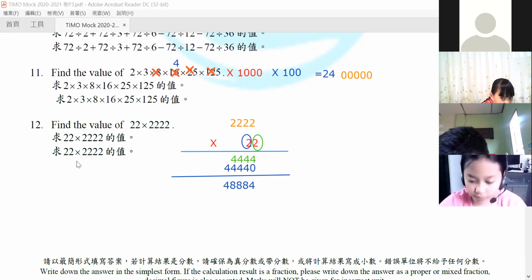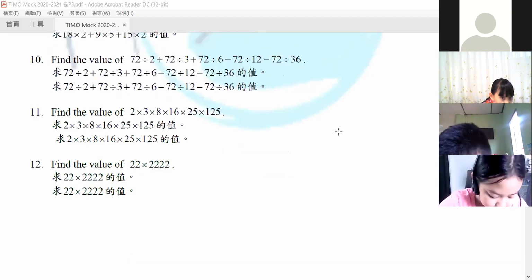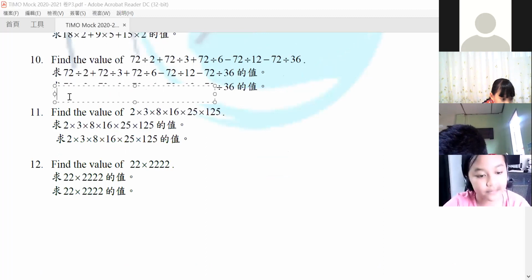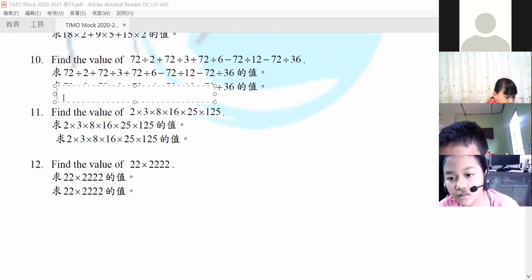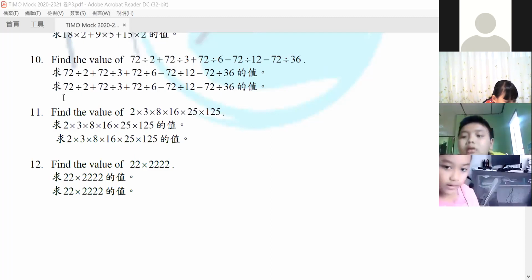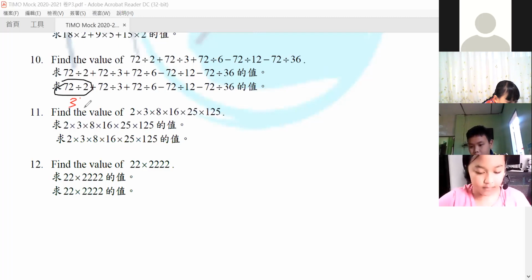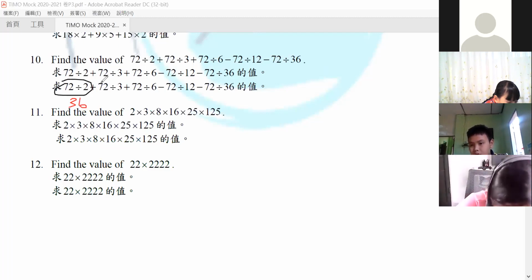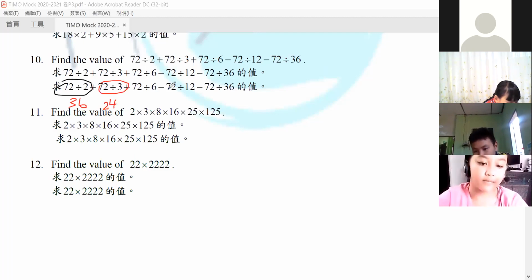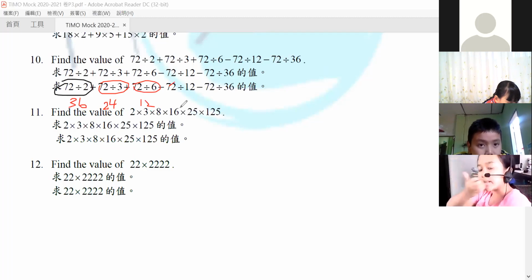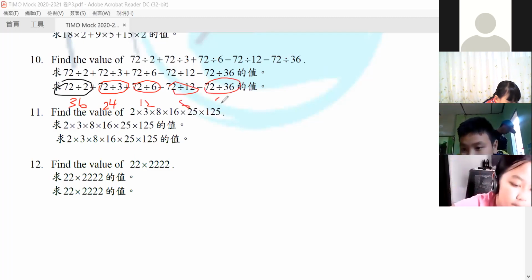Now, in question 10, we just do simple arithmetic. We just do it in a primitive way because there's nothing we can do. We cannot simplify it. So let's do it one by one. 72 divided by 2 is 36. 72 divided by 3 is 24. 72 divided by 6 is 12. 72 divided by 12 is 6. And 72 divided by 36 is 2.